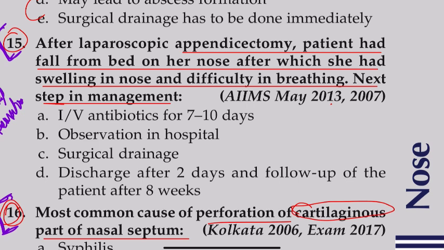Surgical drainage of the hematoma, septal hematoma, right? Because there might be what? Probable septal hematoma, which is causing difficulty in breathing. So we do surgical drainage.